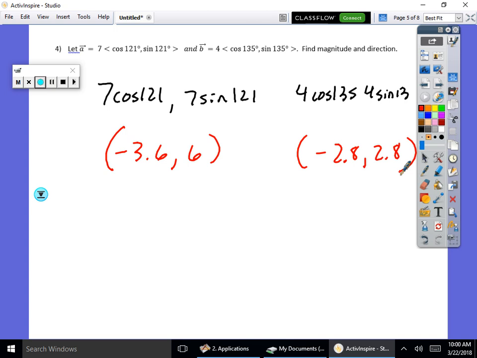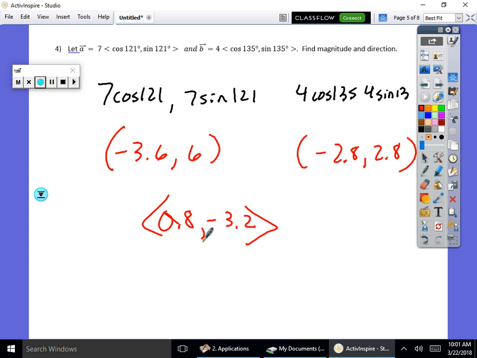How do I take that and get it to a single vector so that I can do magnitude and direction? What do I have to do? Terminal minus initial. So it is going to be negative 2.8 minus 3.6, which ends up being 0.8, because when you subtract a negative, it really becomes positive. And then I'm going to do 2.8 minus 6, which is negative 3.2.